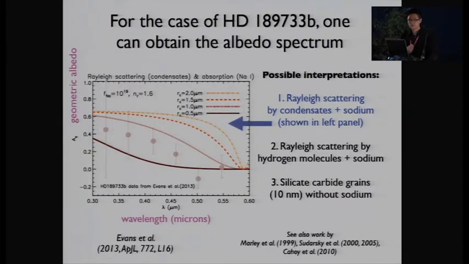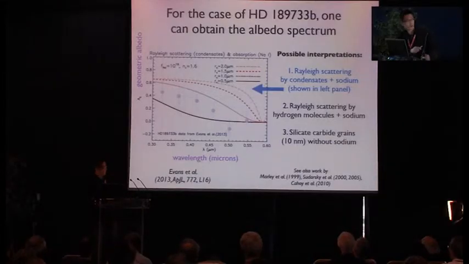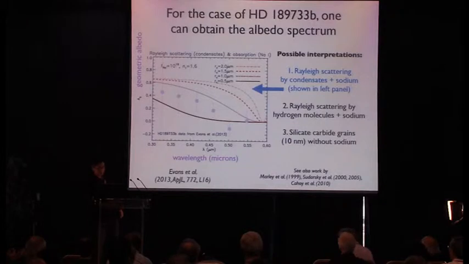For very optimistic cases, such as HD 189733b, you can actually measure the albedo spectrum using HST. And this is work by Tom Evans et al. at Oxford, where in the paper itself, they presented both 2 channels and 6. So I'm showing the 6-channel result plotted. It's the geometric albedo spectrum plotted against wavelength. And there are 3 possible interpretations of such a result.